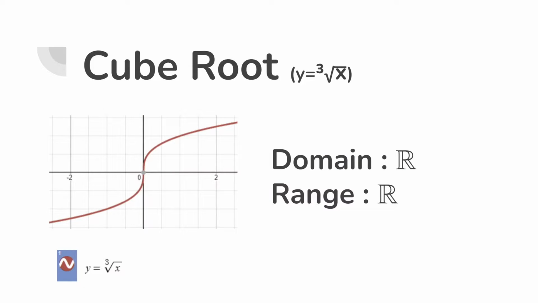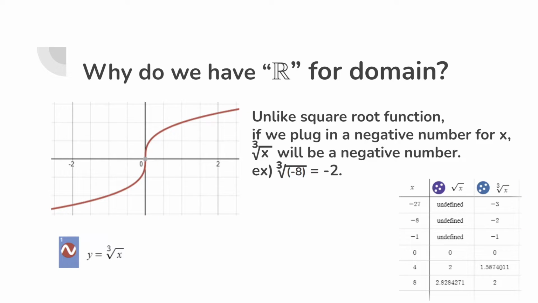Now we have cube root, and its parent function is y equals cube root of x. Its domain and range are both all real numbers. Why do we have all real numbers for a domain? Unlike the square root function, if we plug in a negative number for x, then cube root of x will be a negative number. For example, if we plug in negative 8 for x, then cube root of negative 8 is gonna be negative 2.